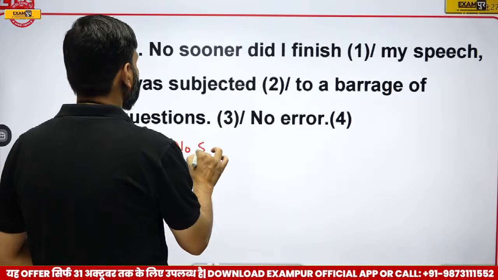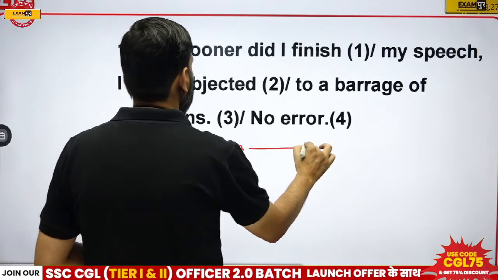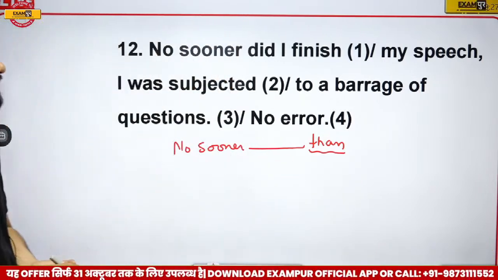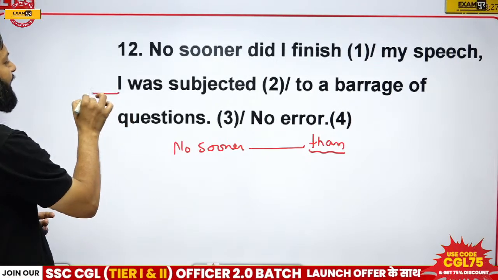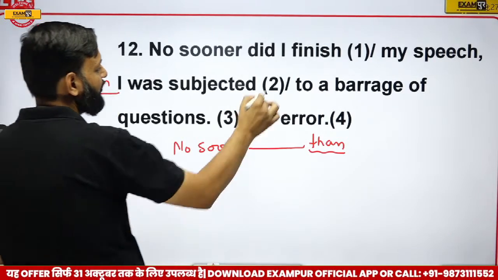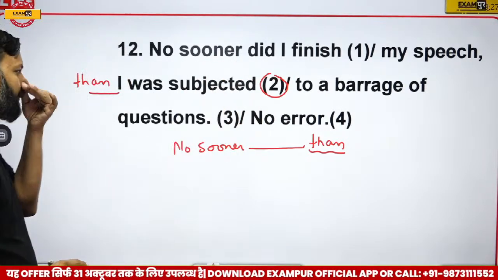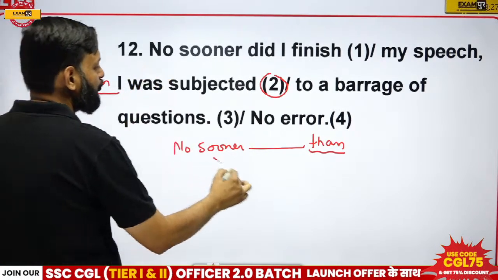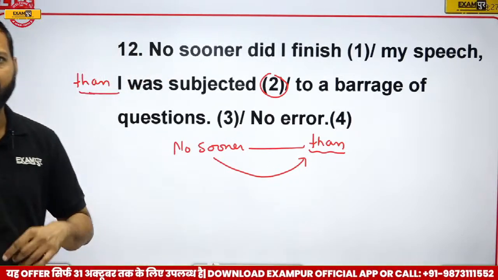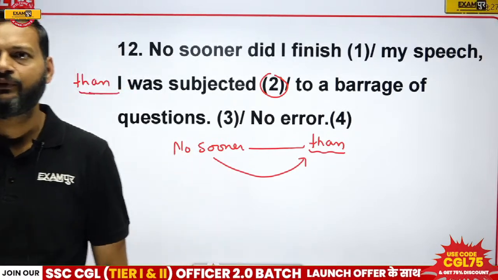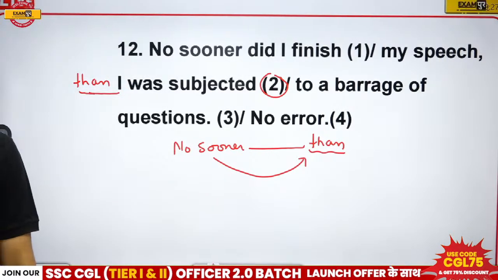No sooner is always followed by then in the second clause. Right? So here, before I, we need to place then. Okay. So the error is in the second part. No sooner did I finish my speech, then I was subjected. Because no sooner is always followed by then. That is why then will be used in the second clause. Okay. No sooner than.